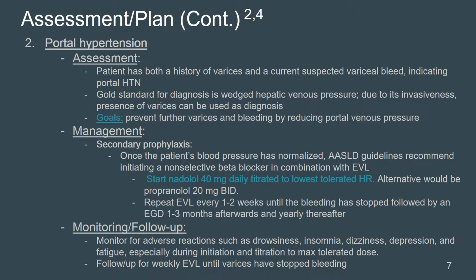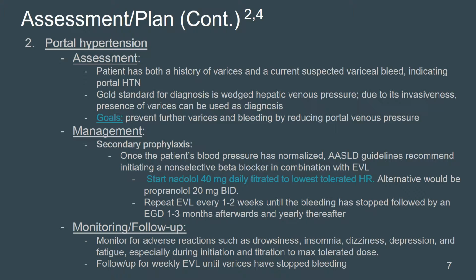The next problem for this patient is going to be his portal hypertension, and that's indicated by him having a history of varices as well as a current suspected variceal bleed, which indicates portal hypertension. The gold standard for diagnosis, according to the guidelines, is wedged hepatic venous pressure, but due to its invasiveness, the guidelines also say that the presence of varices can be used as diagnosis. The goals for this patient are to prevent further varices and bleeding by reducing that portal venous pressure.